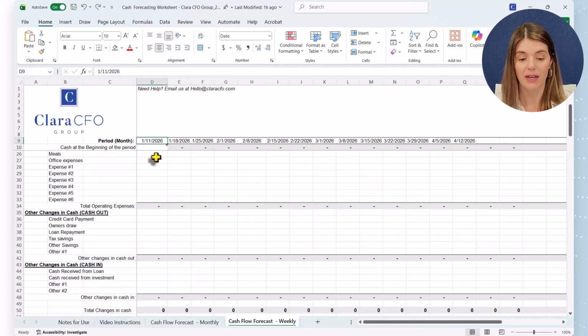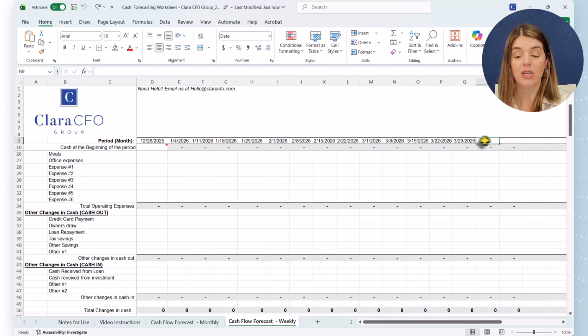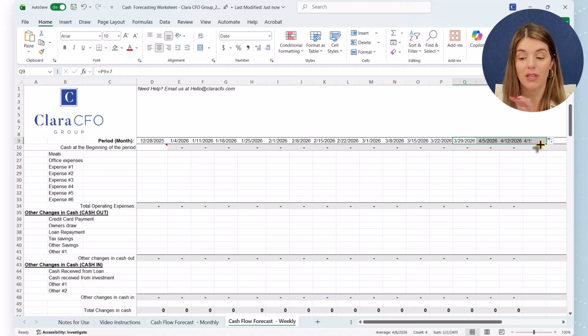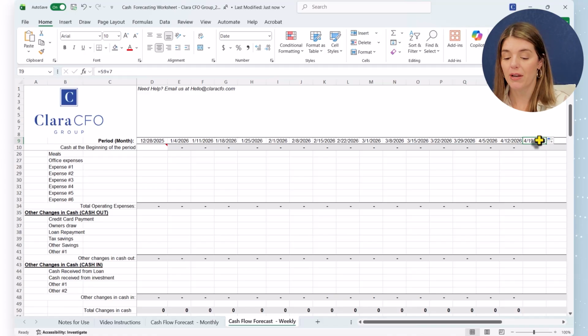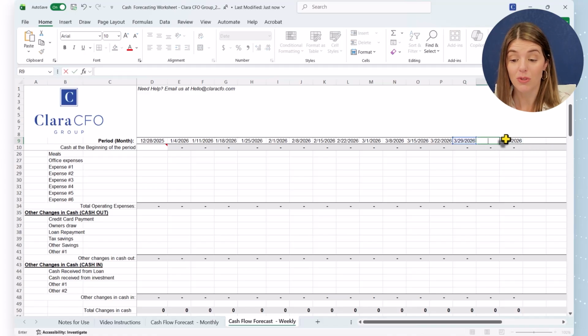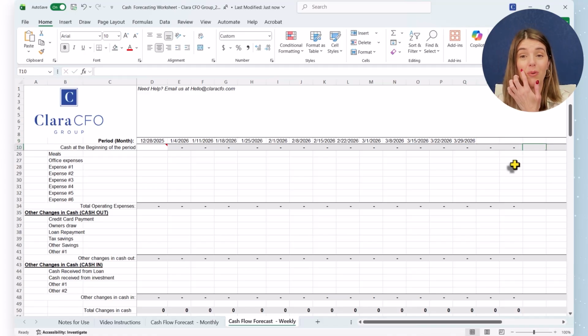But we're going to go back to basically the Sunday right before the end of the year. This is a 13-week cash flow forecast. And then as the weeks continue to roll, you just continue to add dates from there. So I've made it really easy where you can just drag and continue the dates out further, but you can also just type them in. It's totally up to you. If you are an Excel person, you know those little tricks, but if not, you can just type it in.